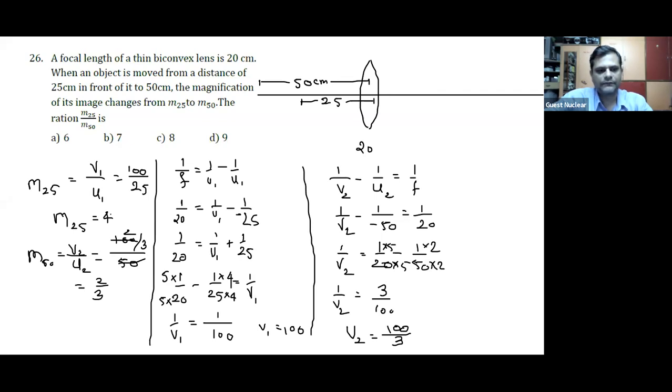So the ratio of m25 upon m50 will come out to be 4 divided by 2 by 3. Means it should be 4 multiplied by 3 by 2, which is 6 here, which is there already in the option A. Okay, yes, Acharu, you are correct.